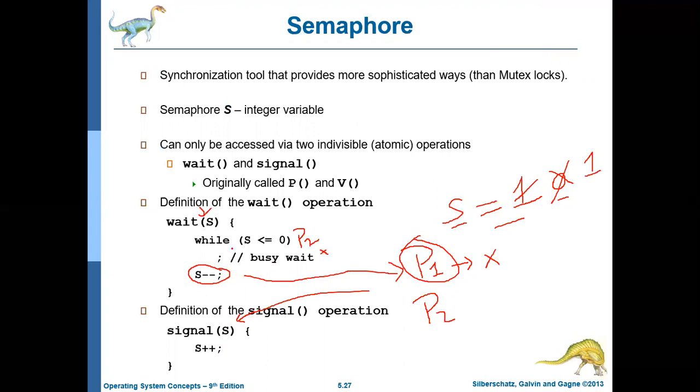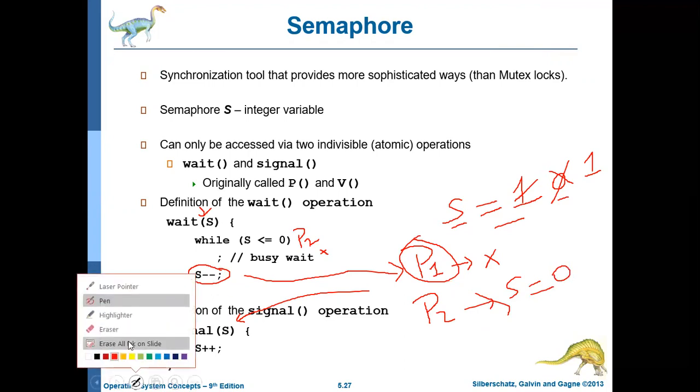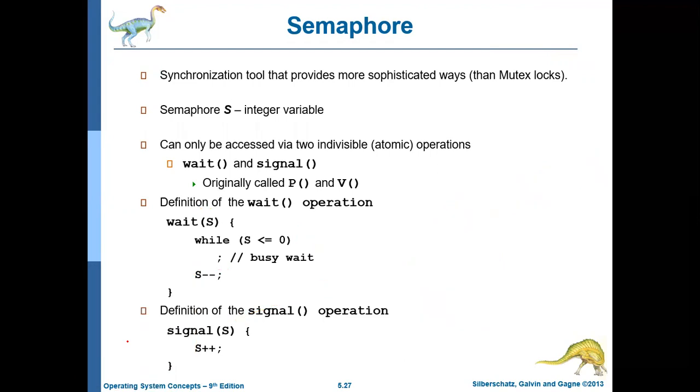So now P2 is busy waiting, and once the resource is released, it will immediately find that S is not less than or equal to 0. So P2 will enter and make S 0, and it will enter the critical section. Now if some other process P3 comes, it has to wait. So this is how a binary semaphore works.